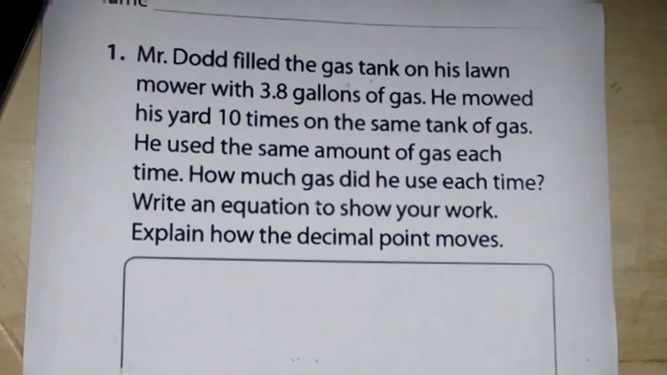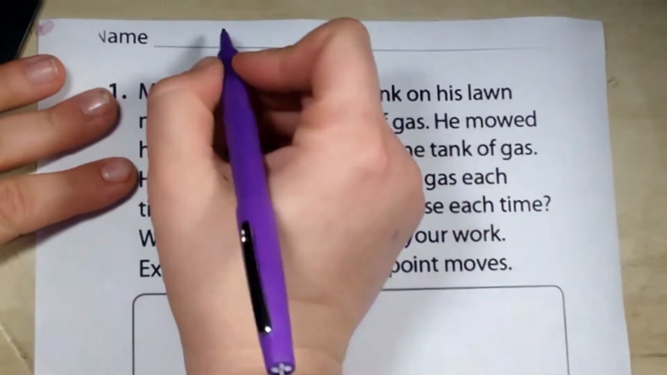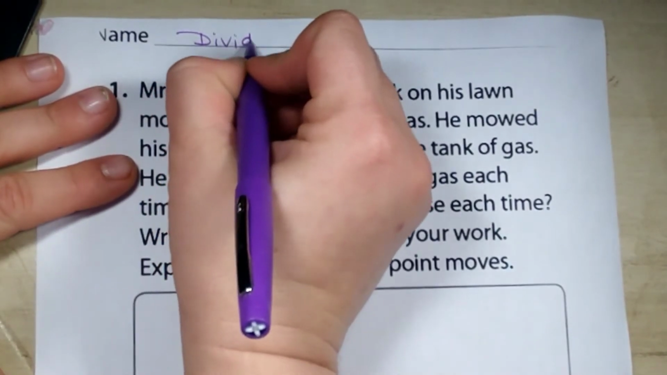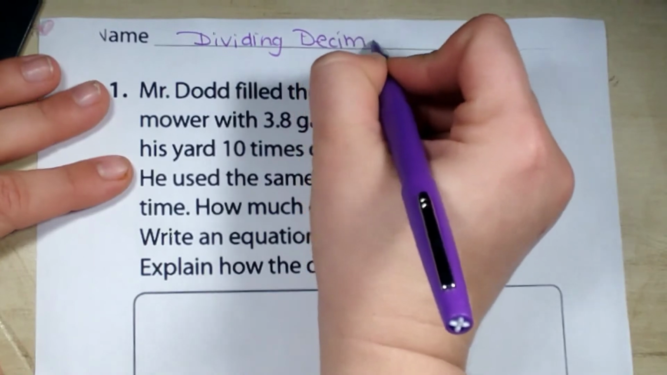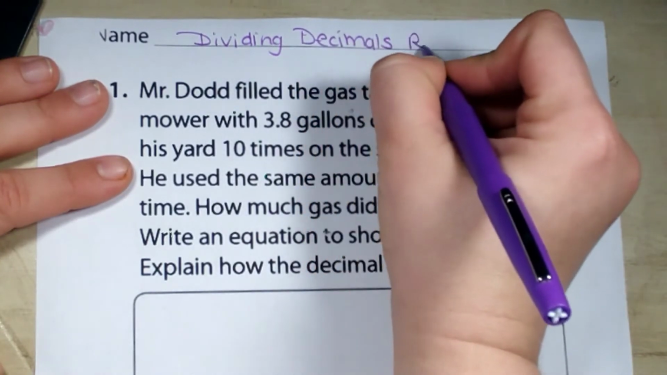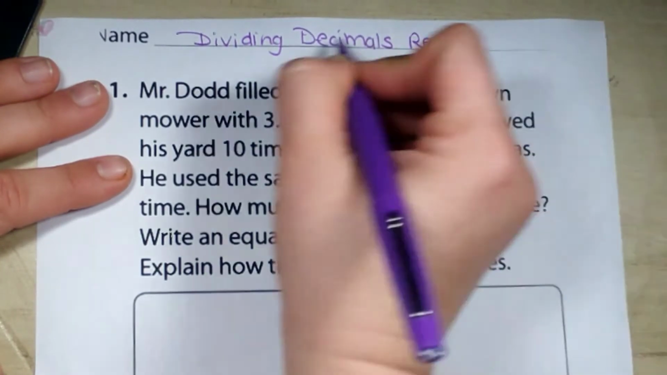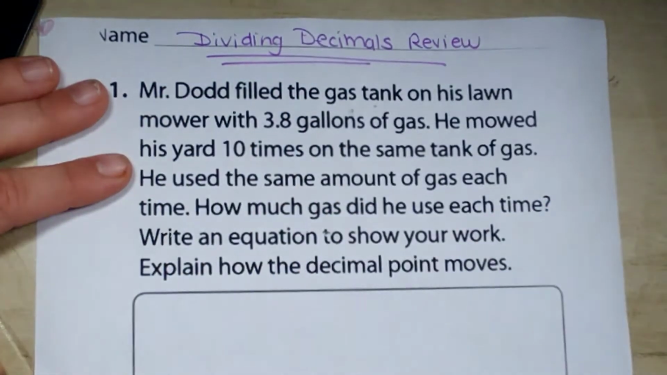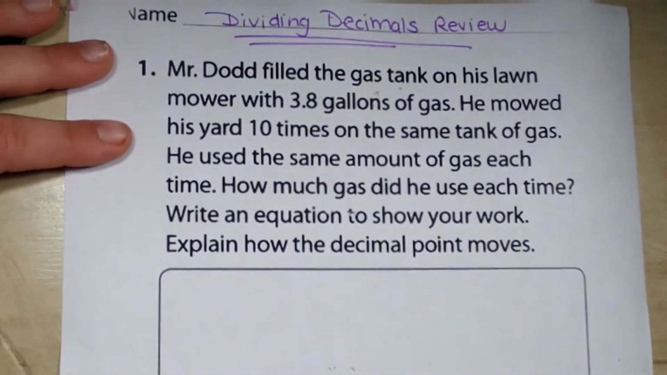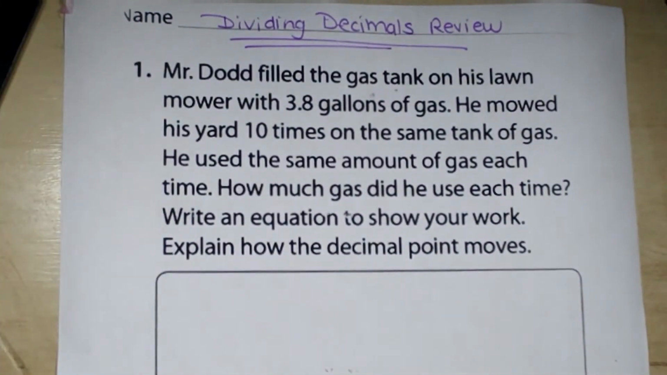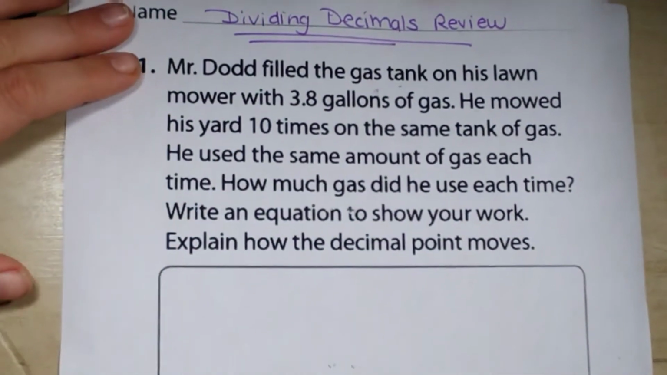Hello friends, we're going to be doing our topic 6 review, which is dividing decimals test review. So this will be what is on your test. So let's start. I took it, I blew it up out of the textbook, made it larger, and so it looks a little different than yours, but it is the same questions.